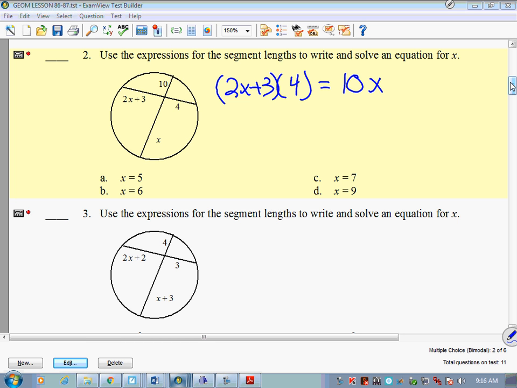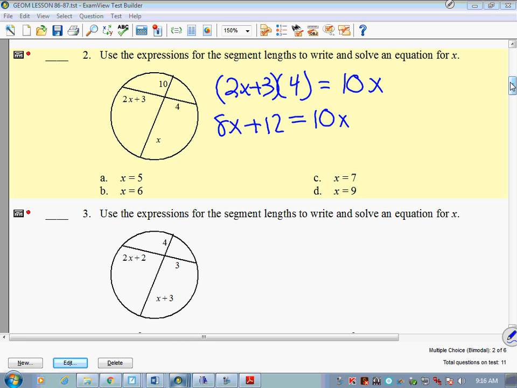All right, so that means I'm multiplying 4 times 2x. What's 4 times 2x, class? 8x. Is that all I have to do? It's 8x plus 3? No, I have to multiply the 4 times the 3 and get 12. So I've got 8x plus 12 equals 10x.